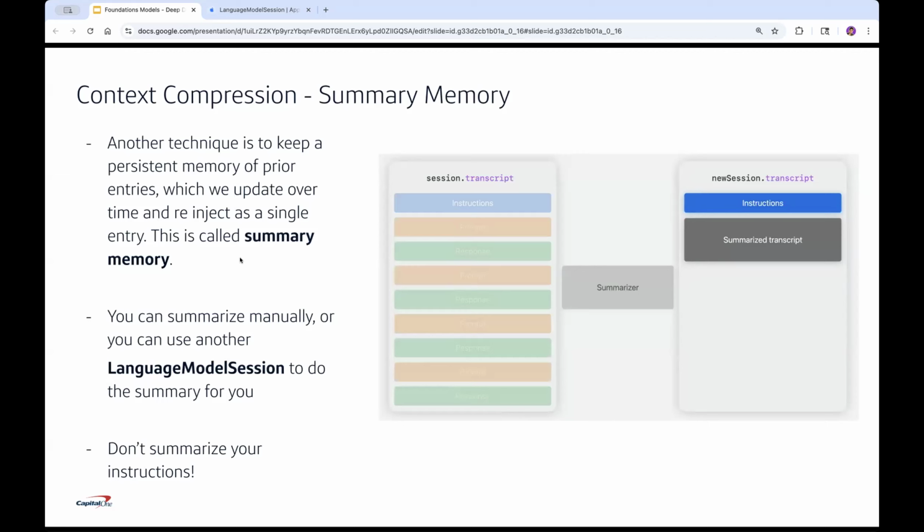And the other, more elegant solution is to summarize your context. If you guys have worked with LLMs, you should know that LLMs are really good at summarizing stuff. So you can use another model session, pass it your transcript, generate a summary, and create your new session. And that's something really cool that you can do. And as always, make sure to not include the instructions in the summary because we want to keep the instructions as is.